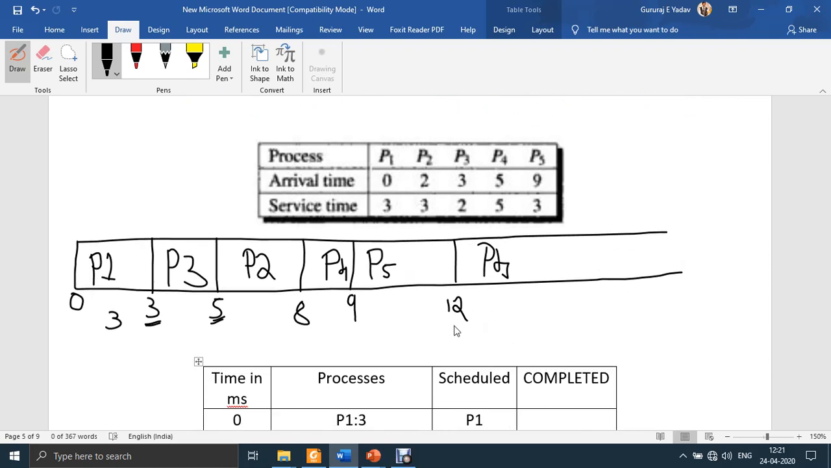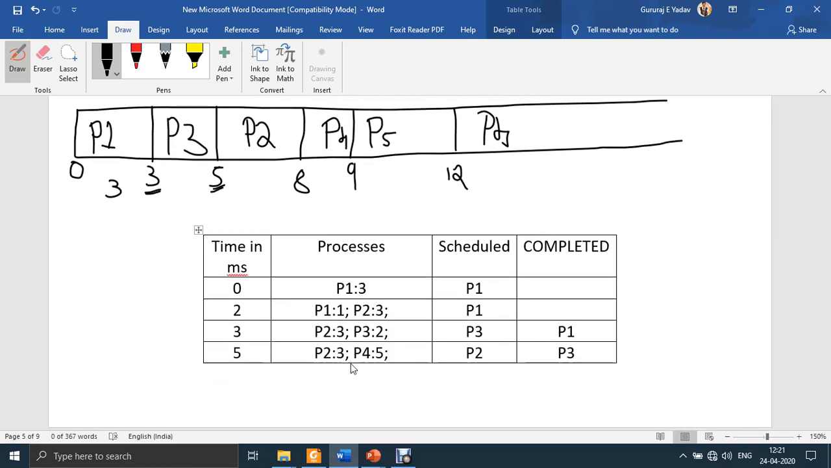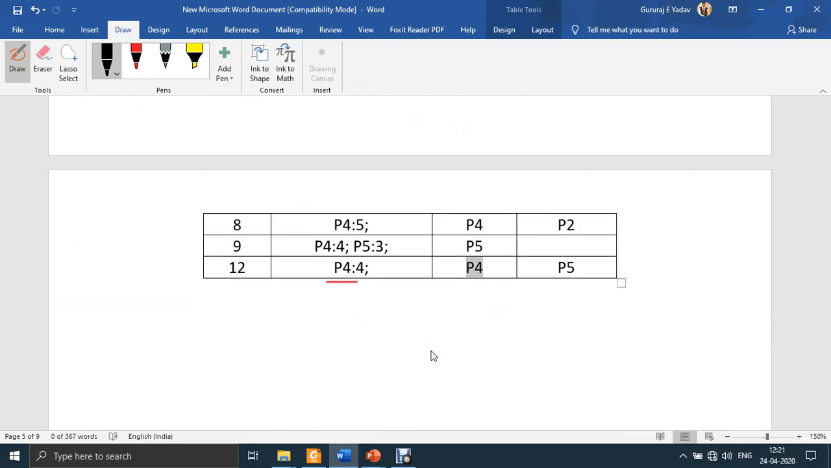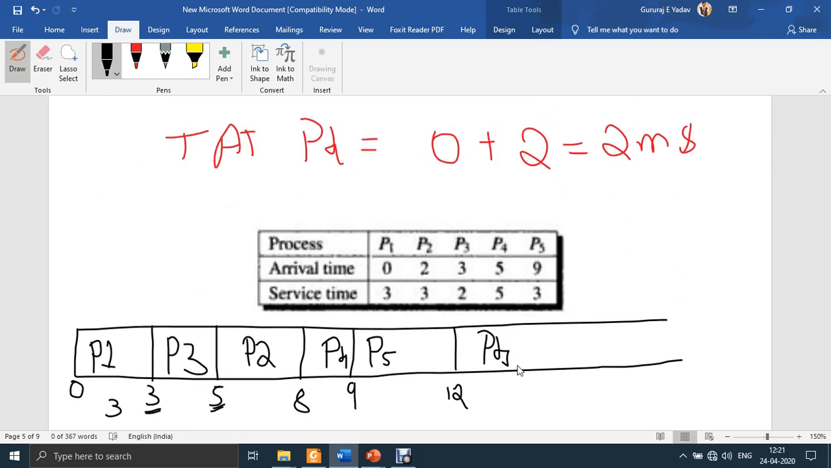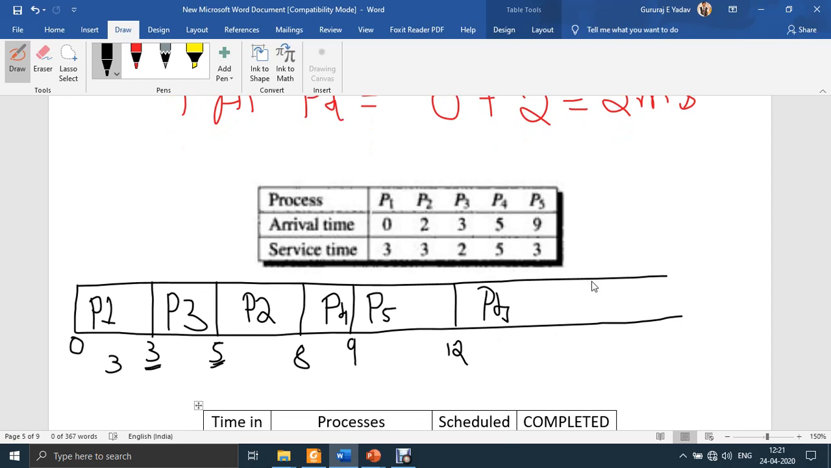And what is the remaining time? The remaining time was 4. So from 12, plus 4, it is 16. So P4 will complete at 16 milliseconds. Okay.